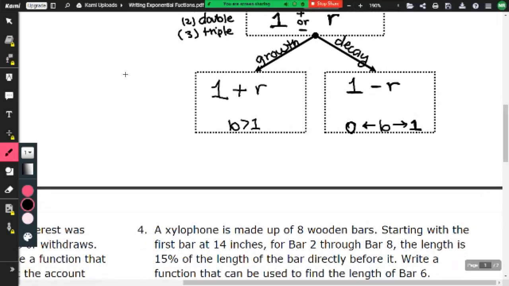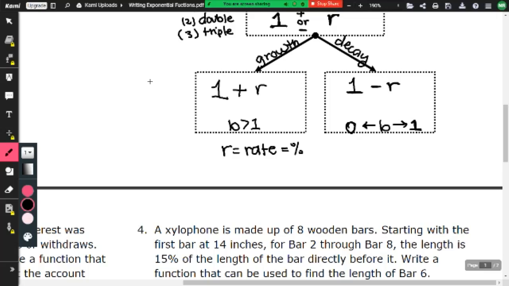But just for reference, R means the rate, and your rate is always written as a percent. Your rate is always written as a percent. Okay. All right, go ahead and turn the page.